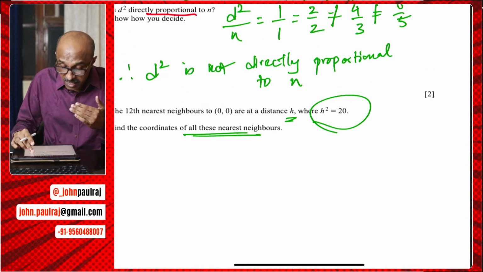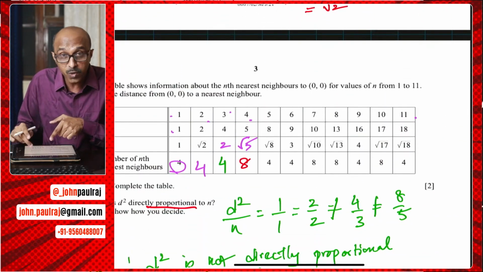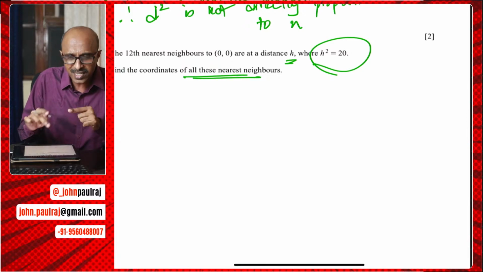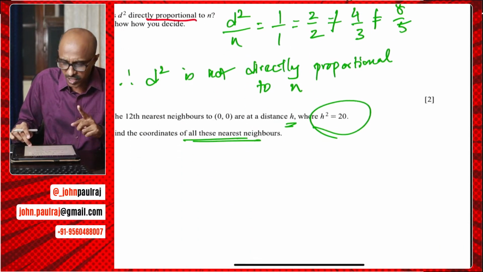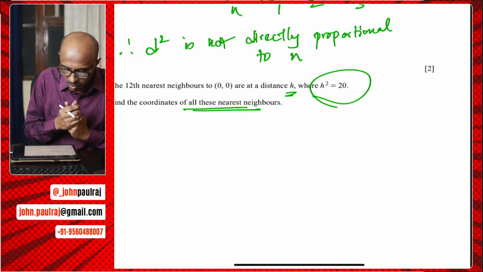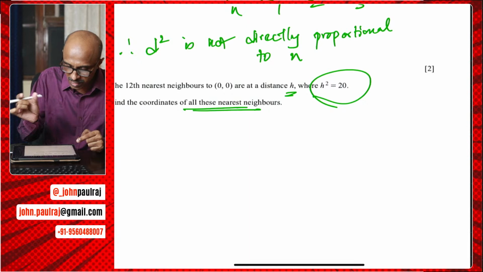So earlier we actually plotted those points, right? And it'll take a long time for us to try and plot all those. So we can't use that approach, but we can use this relation now. h square is the same thing as d square. They've just used h now. h square is equal to 20. So we want to find pairs of coordinates that using Pythagoras theorem will have the sum of the squares as 20. So let's do that.